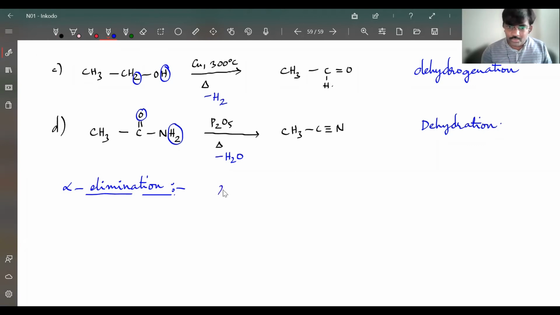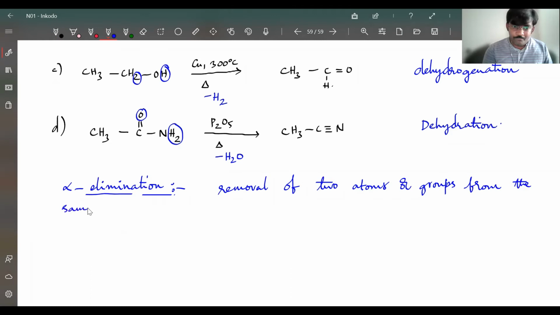So, removal of two atoms or groups from the same carbon atom of the substance. These kinds of reactions are called alpha eliminations. Okay, let's see an example.